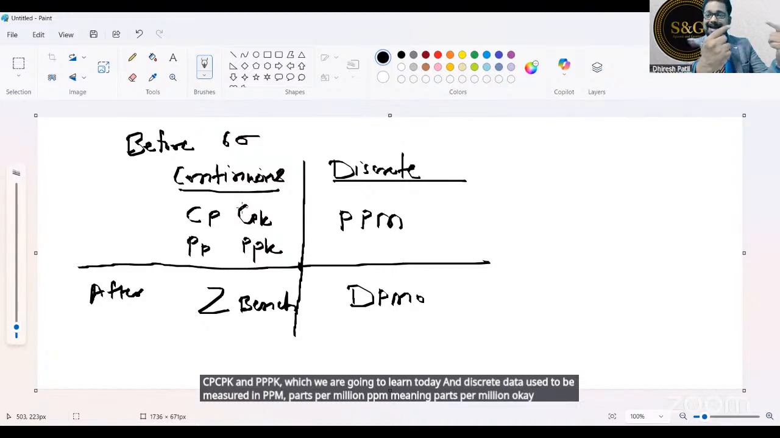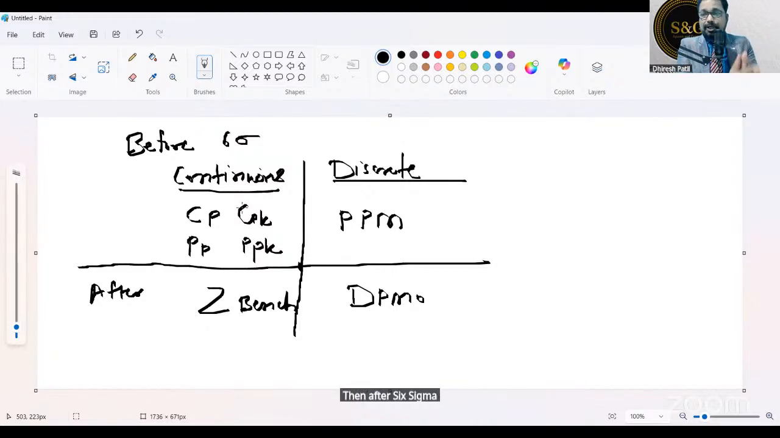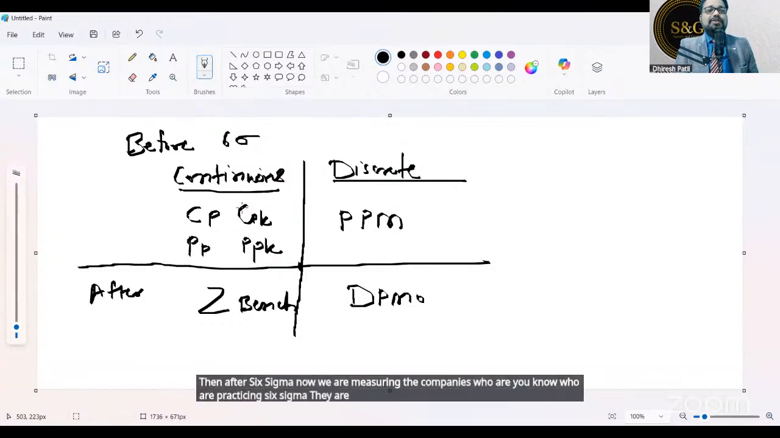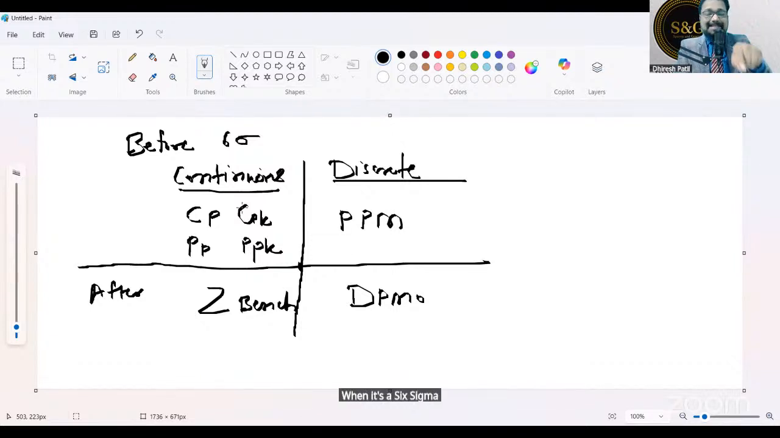Okay. Then after Six Sigma, the companies who are practicing Six Sigma are measuring process capability in Z bench, that's where 6 sigma, 7 sigma, 4 sigma comes in the Z bench. When I say 6 sigma, that number 6 is the Z bench number. Clear? And then the DPMO. Instead of defective, now we are measuring in defect.